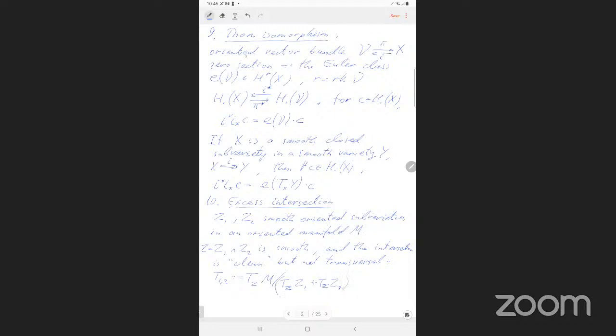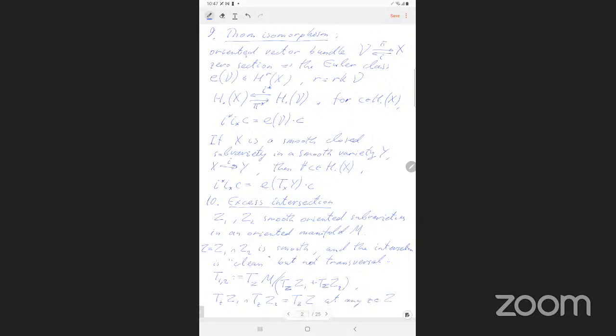Okay, and now the clean intersection means that the intersection of the tangent spaces to Z1 and, sorry, to Z2 is the tangent bundle to their intersection, at any point Z in the intersection.